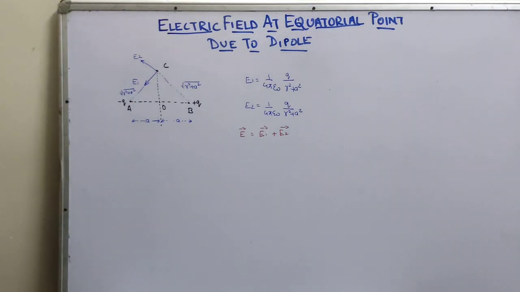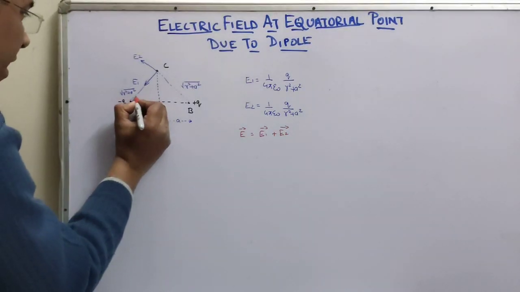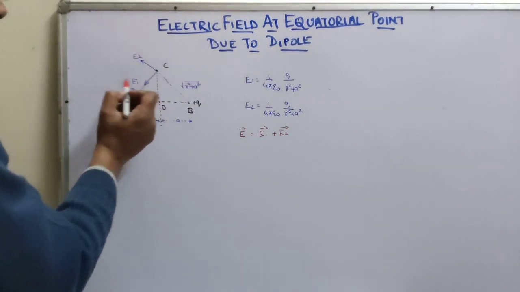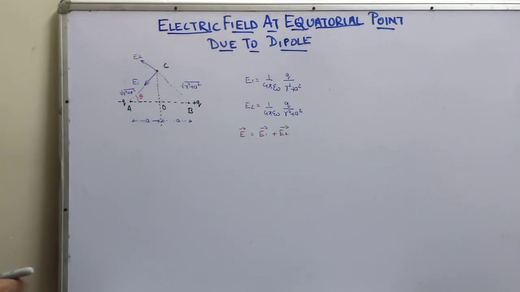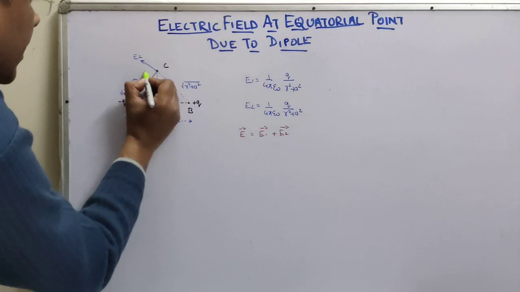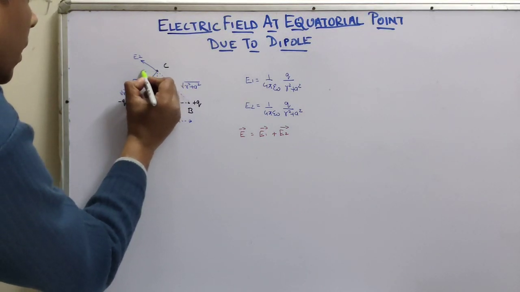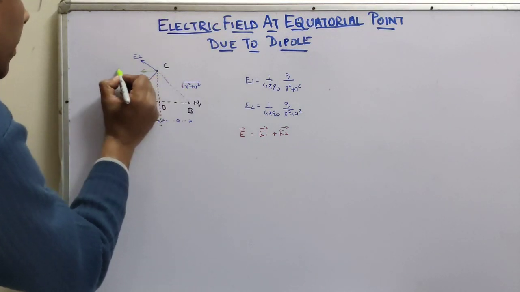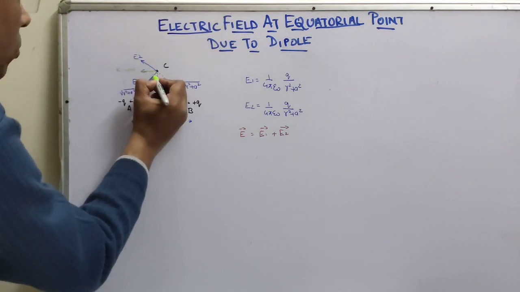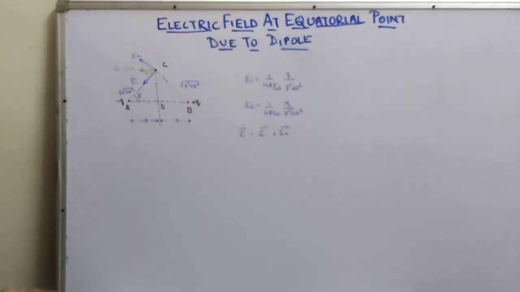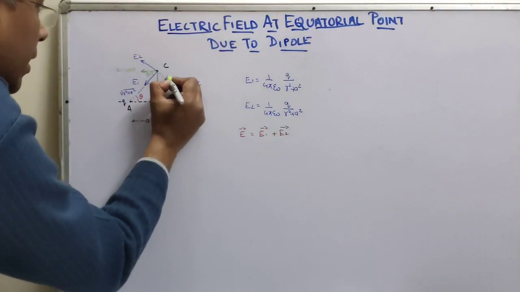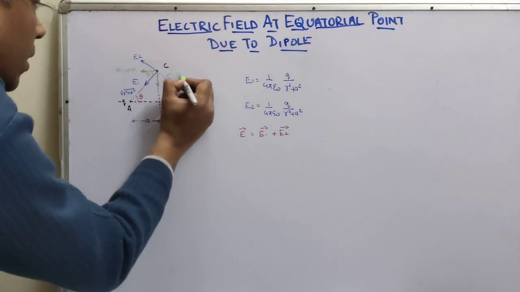Now if you look at this triangle AOC, let's say this angle is theta. So if I resolve E1 into two components, the horizontal component will be acting in this direction, and this horizontal component would be equal to E1 cos theta, because this angle will also be theta, and the vertical component will be in the downward direction, and this will be equal to E1 sin theta.